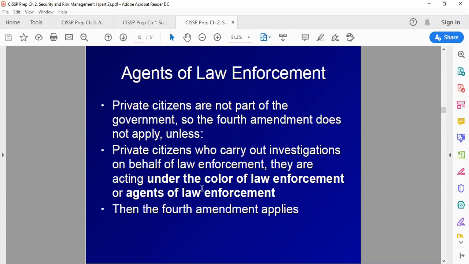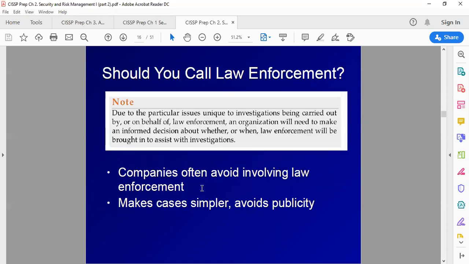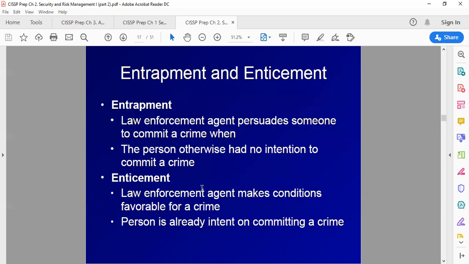So if a cybercrime happens, you just send an email to or connect with your lawyer, so that he will let you know with guidance what needs to be done. Companies often avoid involving law enforcement, which makes cases simpler and avoids publicity.